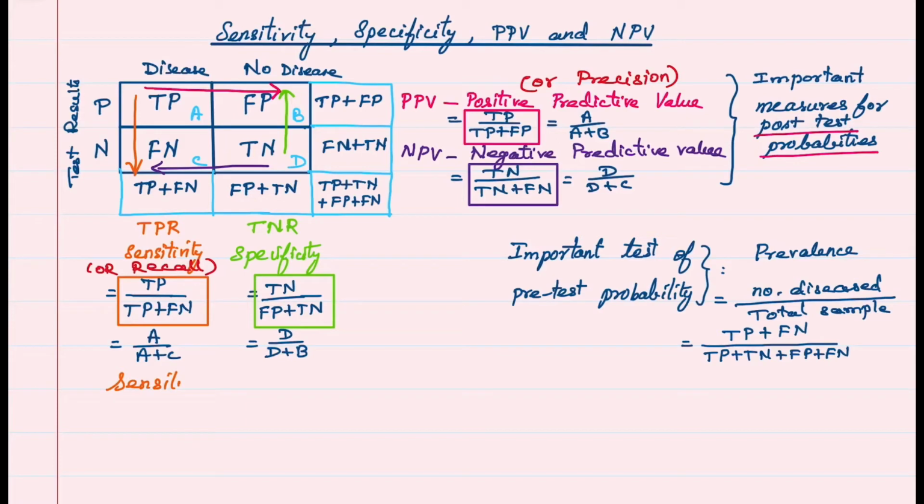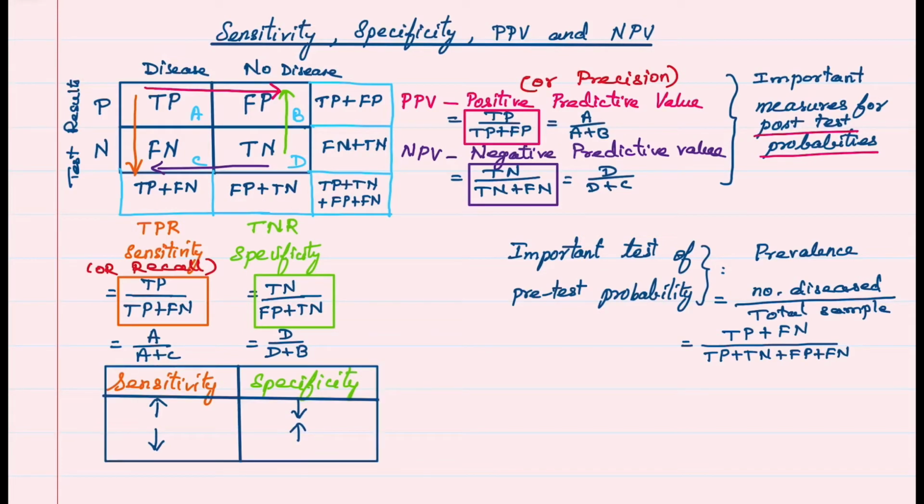Another important result is that sensitivity and specificity are inversely proportional. That is, if sensitivity increases, specificity decreases, and if sensitivity decreases, specificity increases. We can convert all these four probabilities, that is sensitivity, specificity, PPV and NPV, into percentage. We just have to multiply by 100. This is the sensitivity formula. If we multiply this by 100, it gives the answer in percentage. So to convert these probabilities into percentage, just multiply by 100.